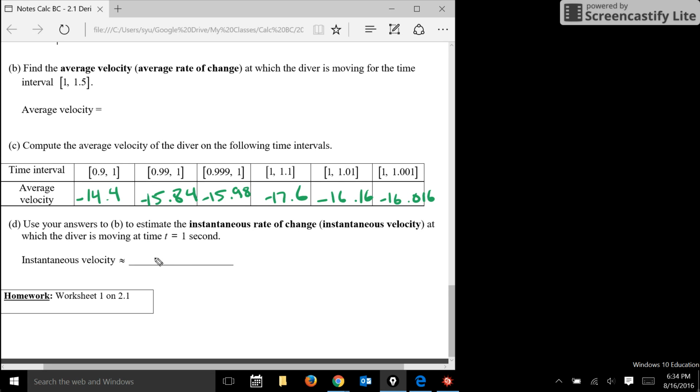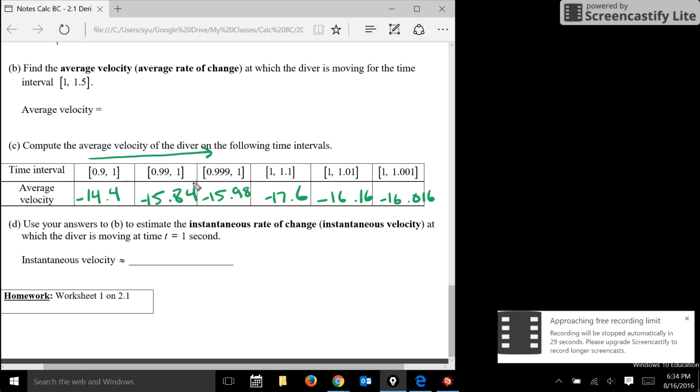And the question is, what are we approaching? So as I go to smaller and smaller intervals, notice how the distance in my interval between my first and second point is getting smaller. It looks like I'm approaching negative 16. And same thing here. As I go to the right, as my distance between these two intervals gets smaller and smaller, it looks like I'm approaching negative 16. So that's what I'm going to go with, negative 16 feet per second. And that's about it.